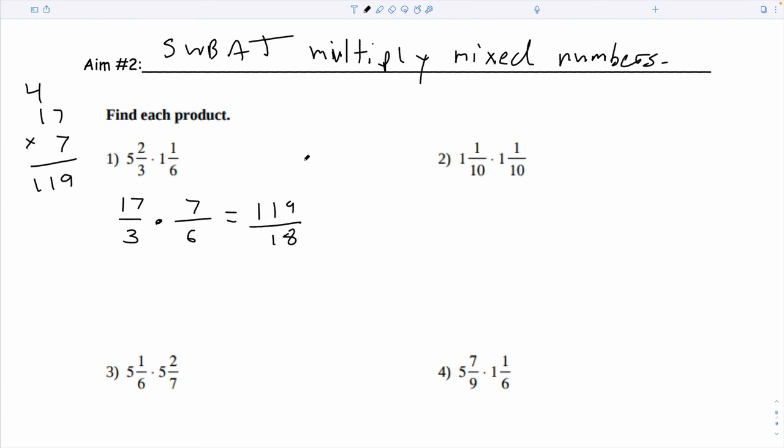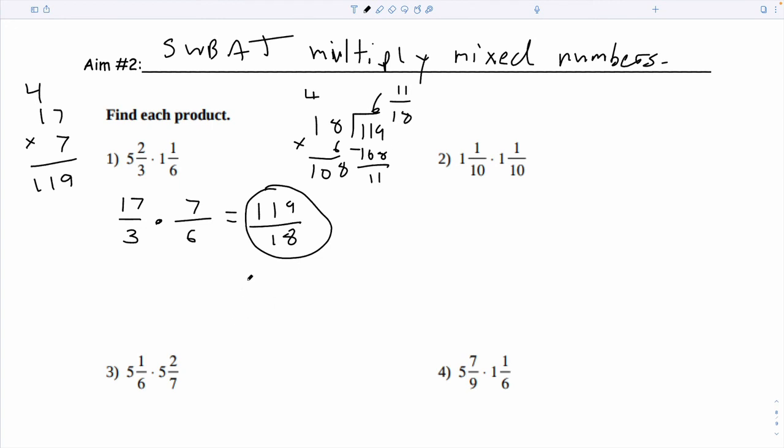This one was a little weird. I'm okay with you leaving it as an improper fraction for today. If you really wanted to, you could find out how many times 18 fits into 119. There's 11/18 left. I'm okay with you leaving it like this, but you could make it a mixed number if you want to add that challenge.